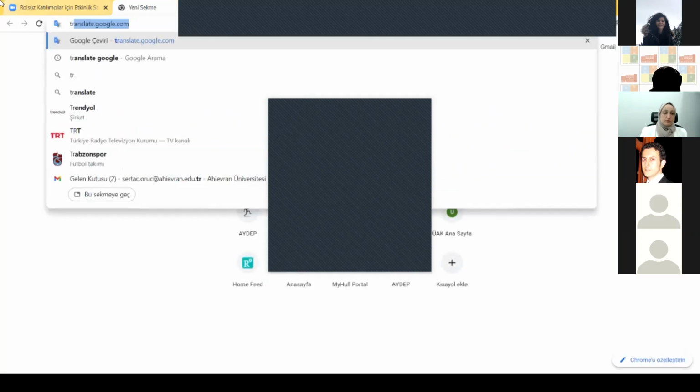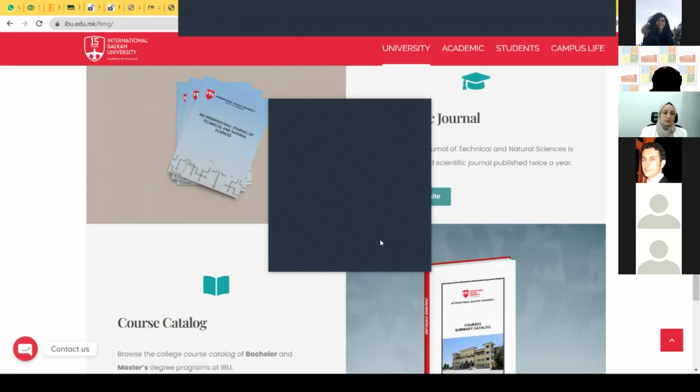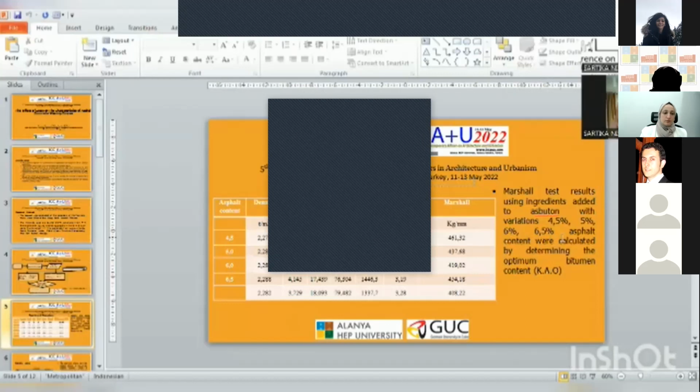4.5%, 5%, 5.5%, 6%, 6.5% asphalt content were calculated to determine the optimum bitumen content, KAO.